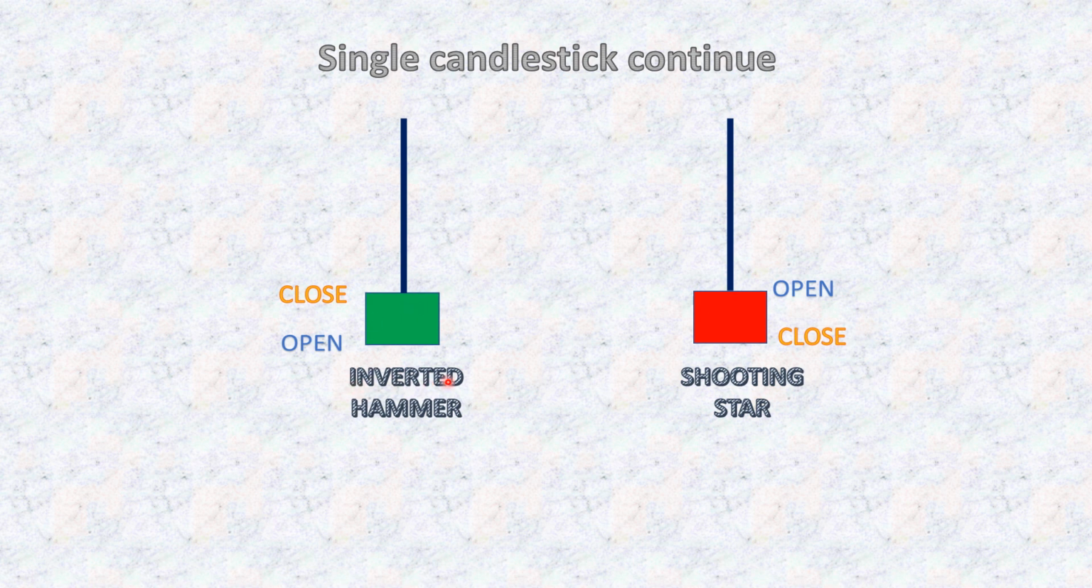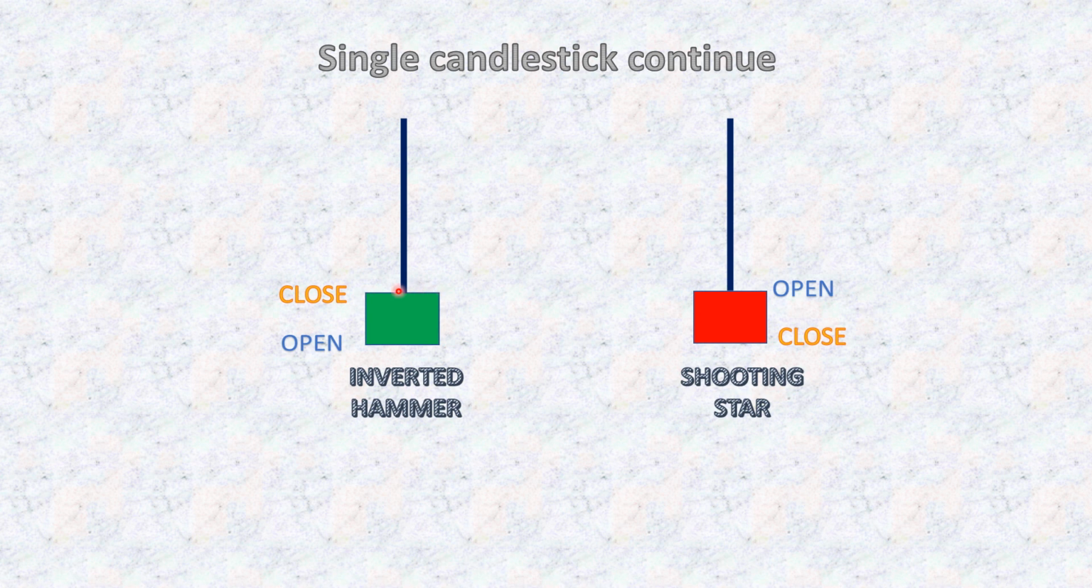The first one, the inverted hammer, is seen at the end of a downward trend. It opens right here, and it continues going upward, all the way to the end of the upper shadow, and then is pushed back by the sellers all the way to this point above the open price, and closes at the end of the day at this point.